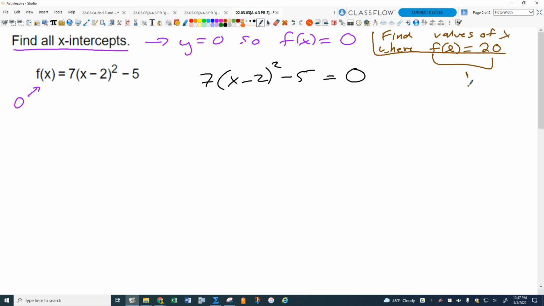So here's how I could ask that question. I would just set all this stuff equal to 20 instead of 0, and I just have a different equation to solve. Is it any harder? Not really. Just different. Does that make sense, how we're setting this up? So now quickly, let's crank through this. What are the steps to isolate the x here?